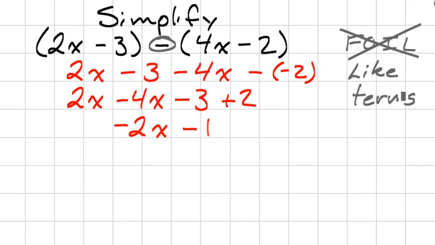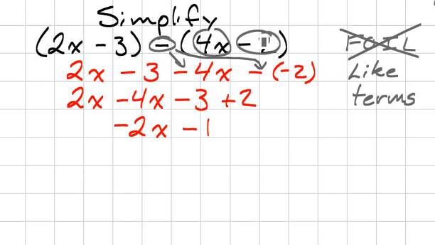So my 2x minus the 4x and negative 3 minus negative 2. So I've rewritten it here as 2x minus 3 minus 4x and then minus again negative 2. So it's kind of like that negative is applying here and it's applying here. I'm subtracting the 4x and I'm subtracting the negative 2.